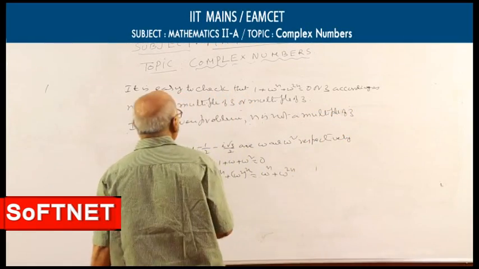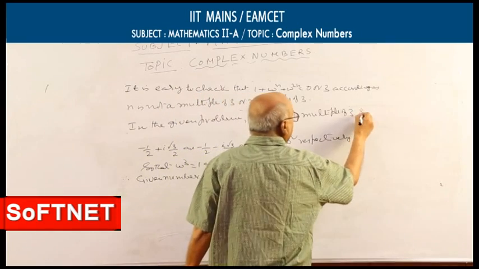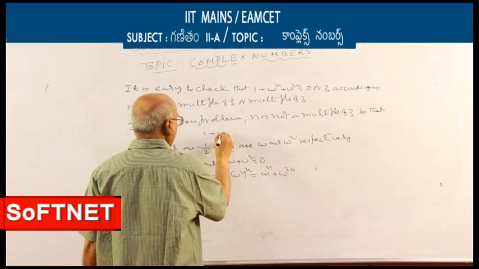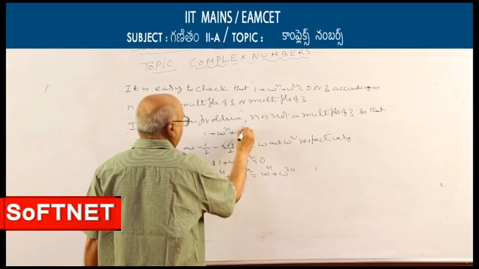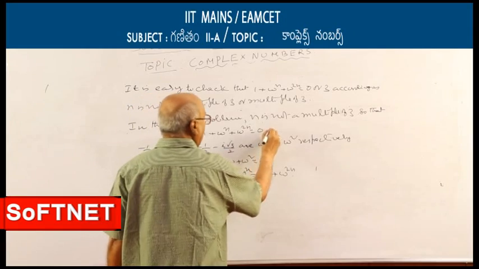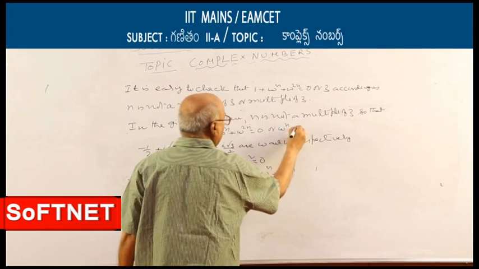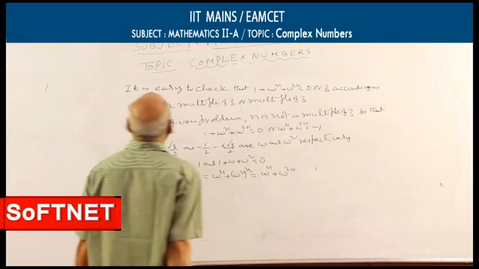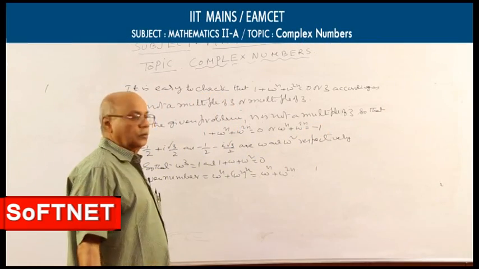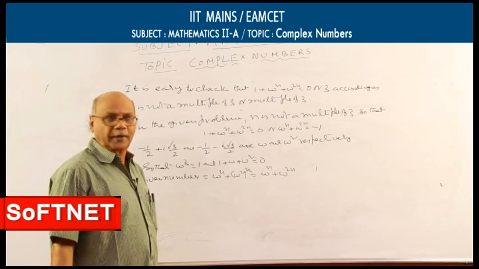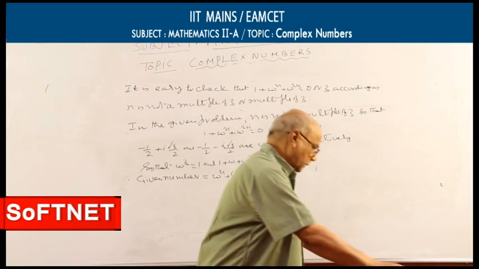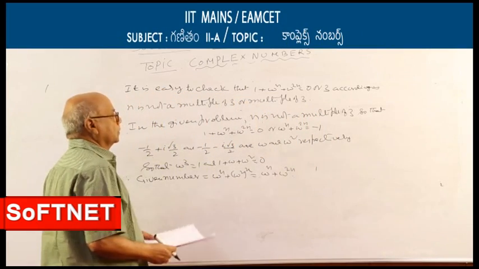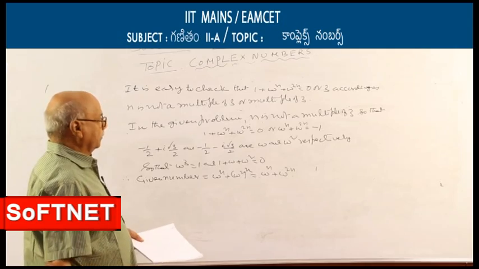N is not a multiple of 3. So that 1 plus omega power n plus omega power 2n is equal to 0, or omega power n plus omega power 2n is equal to minus 1. Omega power n plus omega power 2n is equal to minus 1. So option number 3, answer is option number 2. Answer is option number 2 itself.